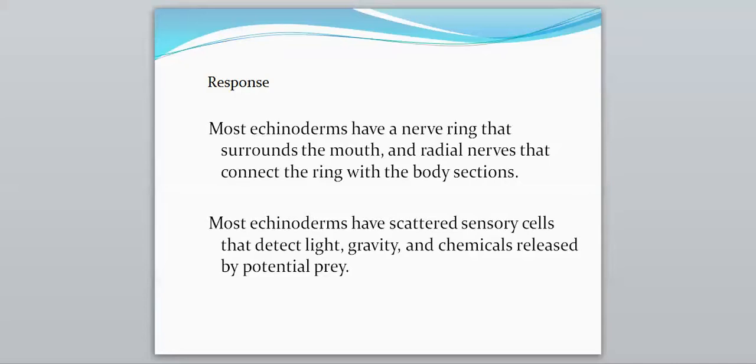And also, most echinoderms will have some more scattered sensory cells that will detect light, gravity, and the chemicals that are released by potential prey items. So they don't have a brain, we said that earlier. However, they do have quite a bit of cells to help them detect different things, so they can respond to the environment in a very effective way, just in a different way than what we think of, because they don't technically have a brain. So that's the response of this group.